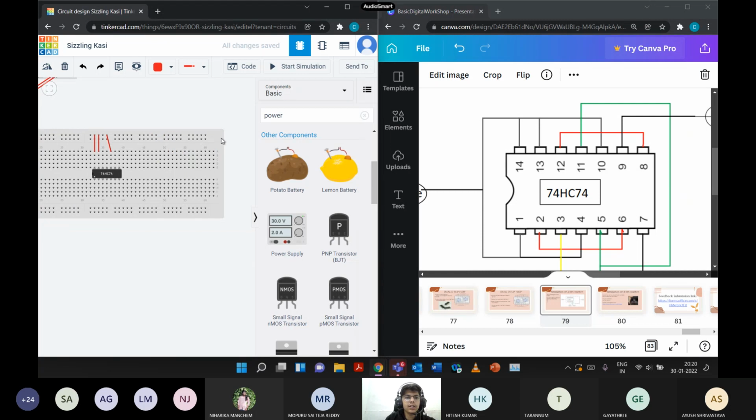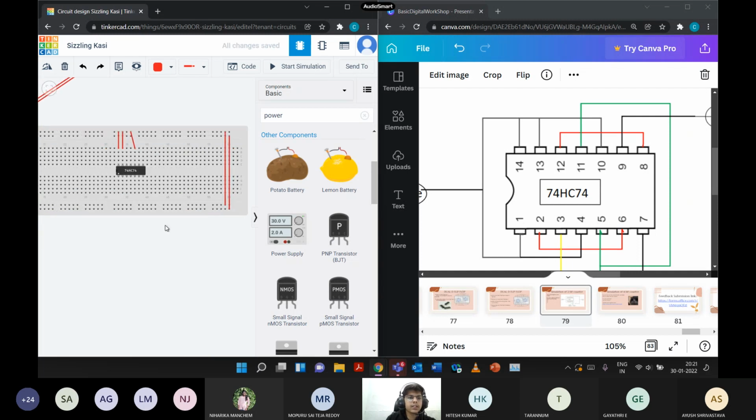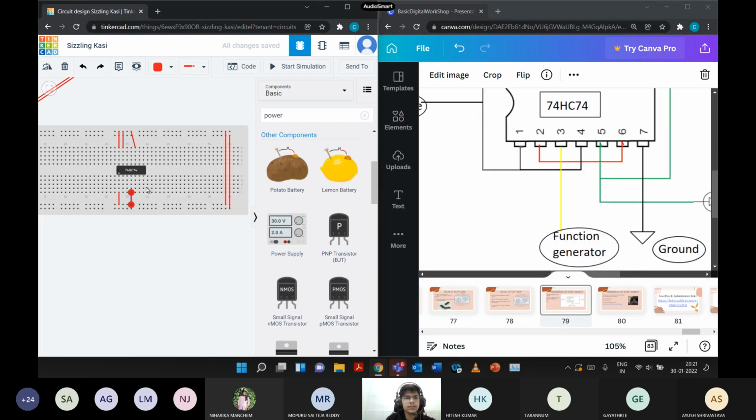I'll do one thing. I'll also connect these two so that I can use both of the rails. Okay. And you can see the 7th one is connected to ground. So ground would be our negative terminal.